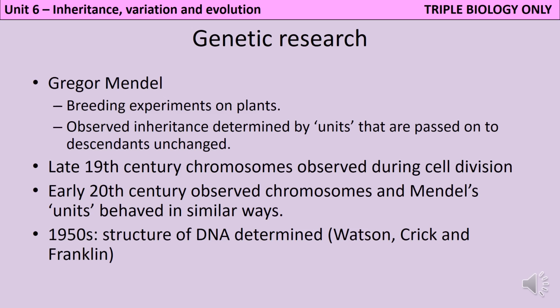In the mid-1800s, an Austrian monk called Gregor Mendel carried out breeding experiments on pea plants, and he realised that whatever was being passed on wasn't blending together, it could be separated back out, and so it was possible for traits to skip a generation. He called the material being passed on units. Later in the 19th century, chromosomes were observed during cell division. And then in the early 1900s, scientists observed that the chromosomes and Mendel's units behaved in similar ways in terms of inheritance, and this led to the idea that the units, now called genes, were located on the chromosomes. In the mid-20th century, Watson and Crick used research from Rosalind Franklin to work out the structure of DNA and the mechanism of gene function.